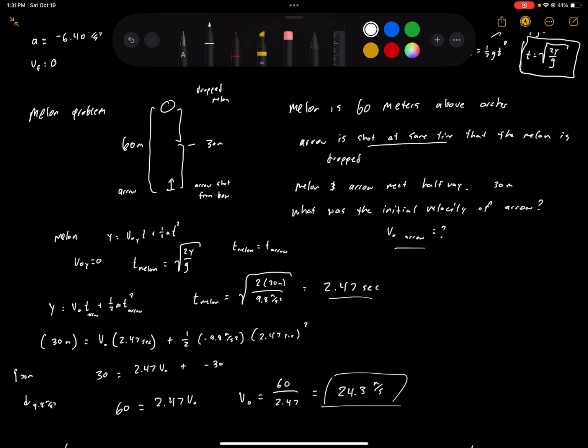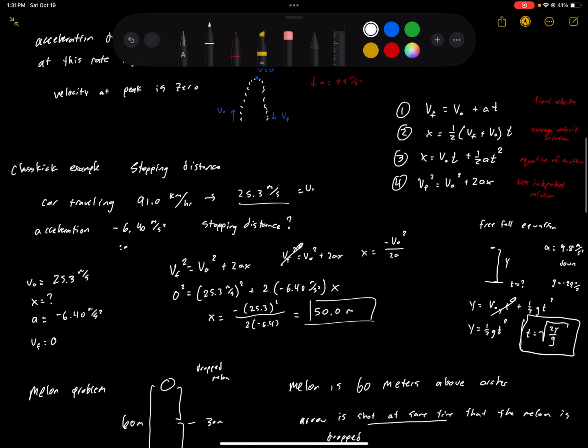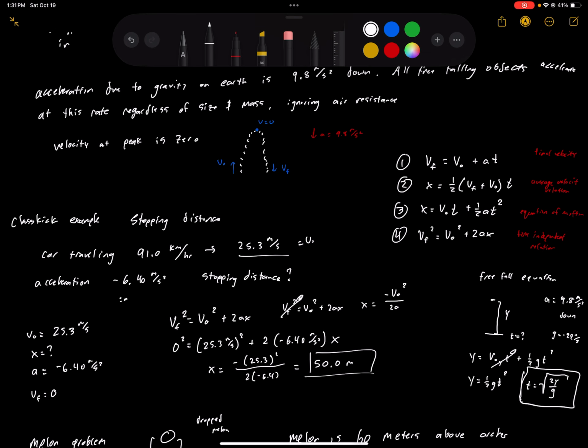So a slightly more complicated kinematic problem. The melon and the arrow is a classic one. And then stopping distance, this one we should all be getting 100%. I have no doubts, because this is just a one-step problem, right? And then you can turn it into a two-step problem. I think there was one we had with the two cars going towards each other. What's the minimum distance between the cars? Review that problem as well. It's kind of the same idea.